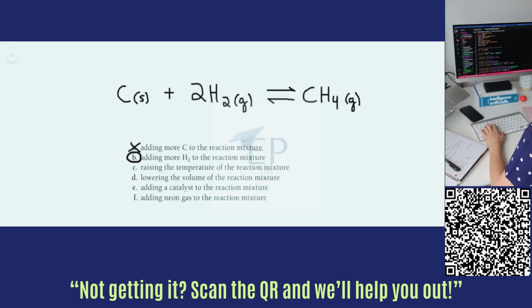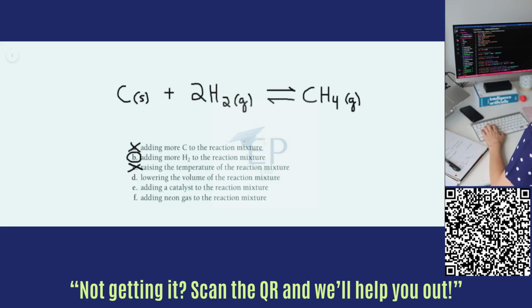C says raising the temperature of the reaction. This question tells us that this reaction is exothermic, so you can think of heat as a product. It's going to produce heat. If heat is a product and you're increasing the temperature, you're basically increasing the amount of product. And just as opposite to what happened in B, if you add more product, you're going to shift the reaction back towards reactants and go away from CH4. So raising the temperature of an exothermic reaction would not favor products or CH4.